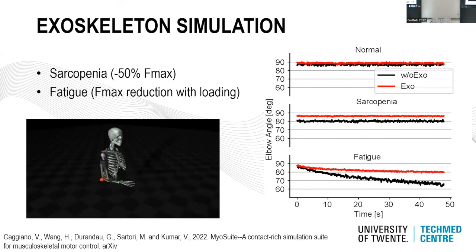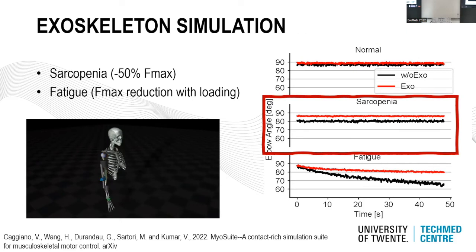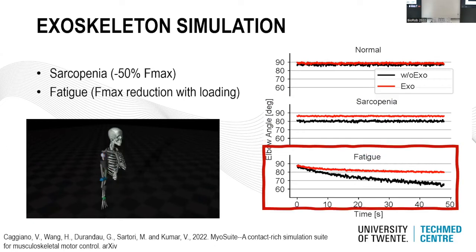We asked the model to try to sustain a 90-degree angle. Using the healthy model, we can see that the model without exoskeleton and with exoskeleton is able to sustain this joint angle. And then when you start using a model with sarcopenia, you can see that without the exoskeleton, the model has trouble sustaining this angle, while with the exoskeleton it is getting closer to it. And it's even more visible with the fatigue model: you can see that over time, the model is not able to sustain this joint position, while with the exoskeleton it is more able to sustain it.